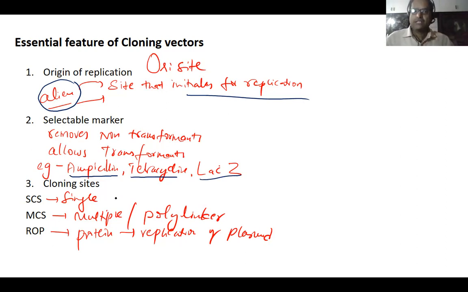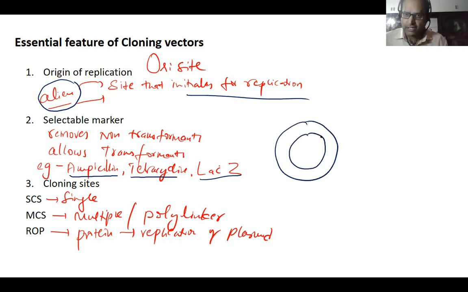Are you ready? Now, selectable markers. These are selectable markers, meaning ampicillin, tetracycline and lacZ should already be there inside. Now, when we draw the plasmid, here there is tetracycline. Understand, there is a tetracycline. Tetracycline is what? A selectable marker.